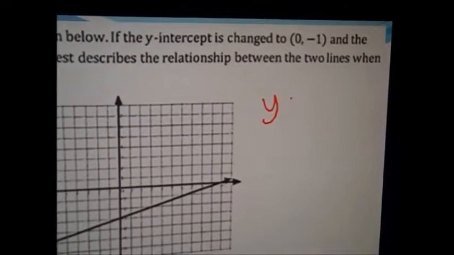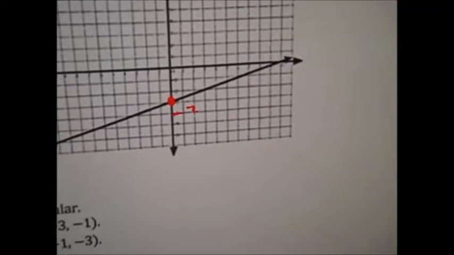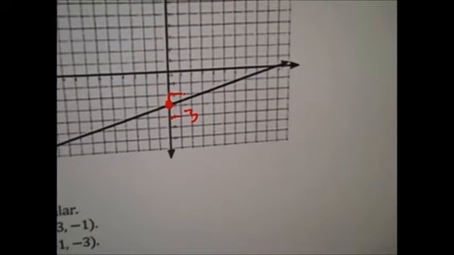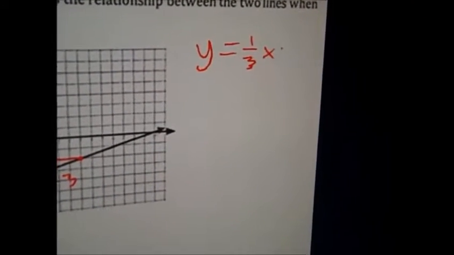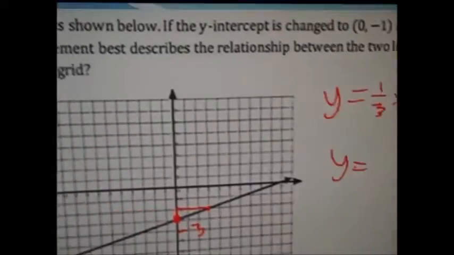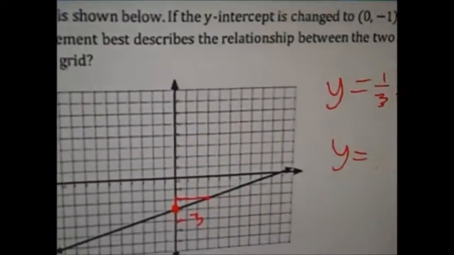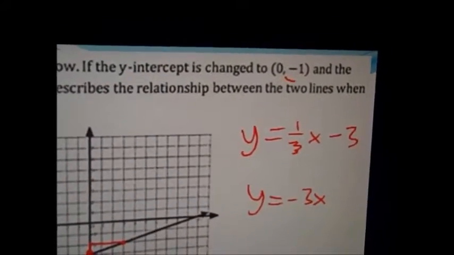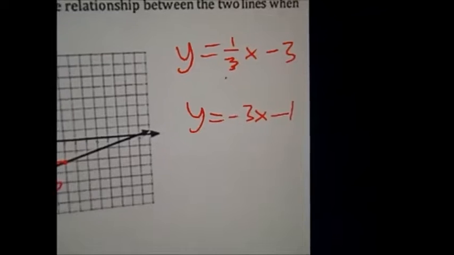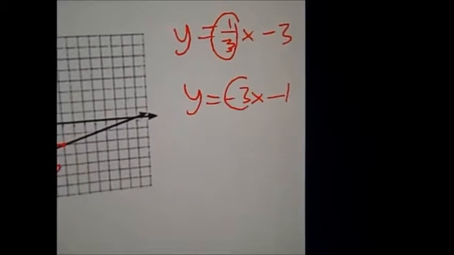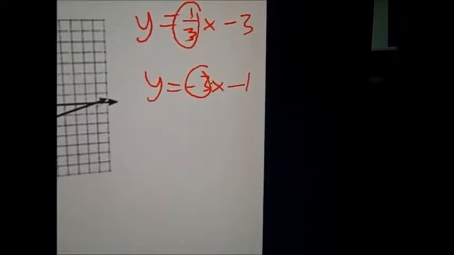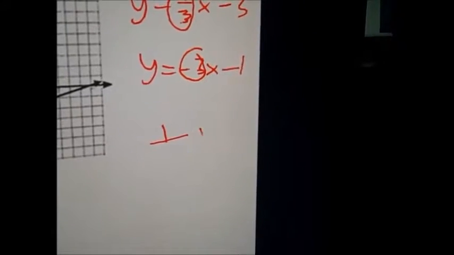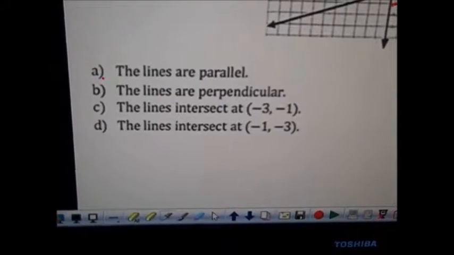Old equation, look at here, the y-intercept is negative 3, and it goes up 1 over 1 to 3. That means the equation is y equals 1 over 3 x minus 3. The new one will be y equals, use the slope they give you, negative 3x, and then use the y-intercept they give you, minus 1. If you look at these two, the slopes are opposites, one positive, one negative, and reciprocals. 1 over 3 is the reciprocal of 3. That means this is going to be a setup for perpendicular lines. And that will be answer choice B.